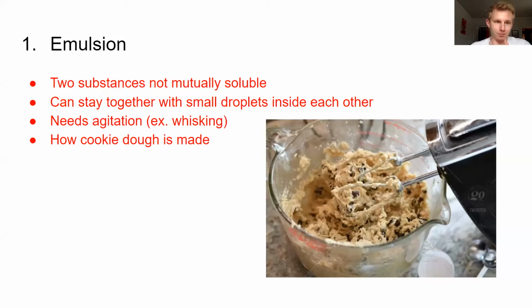For example, cookie dough is an example of emulsion. It needs agitation, like this whisking process, for these small droplets to get inside the other substance. Because otherwise, everything that goes into cookie dough would not stick together because these are not mutually soluble. They don't dissolve into each other without some sort of agitation. And that's used in a lot of different baking products.